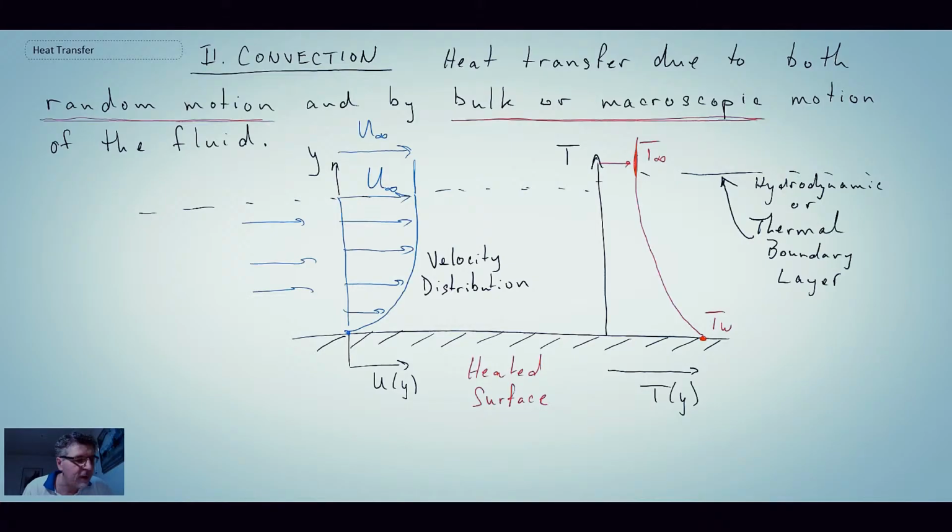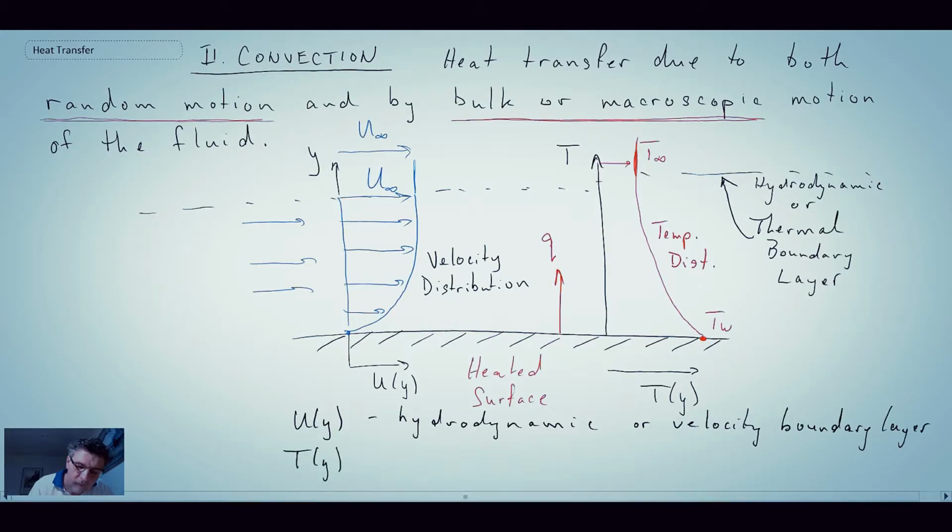This here is the temperature distribution, and this would be a case where we have heat transfer. Given the wall is hotter than the fluid, the heat flux is going to be moving away from the wall, in that direction there. So in this case, U of y is our hydrodynamic velocity boundary layer, and T of y is our thermal boundary layer. Those are the boundary layers.